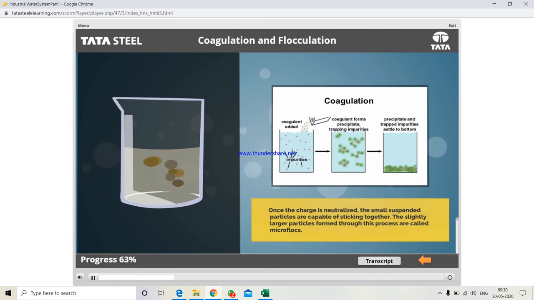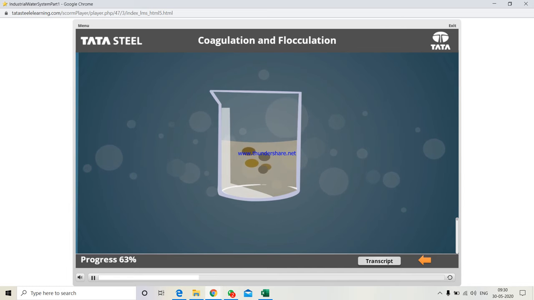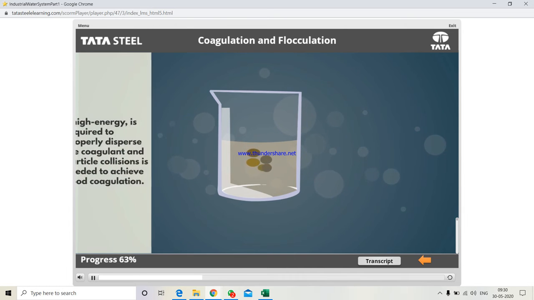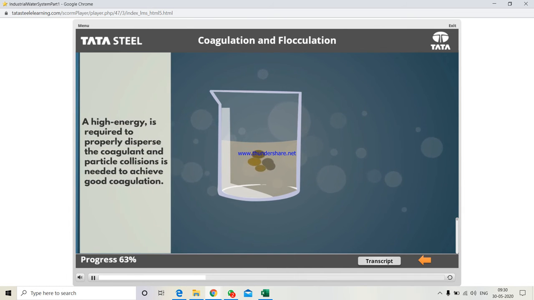Once the charge is neutralized, the small suspended particles are capable of sticking together. The slightly larger particles formed through this process are called microflocs. High energy is required to properly disperse the coagulant, and particle collisions are needed to achieve good coagulation. Proper contact time in the rapid mix chamber is typically 1 to 3 minutes.